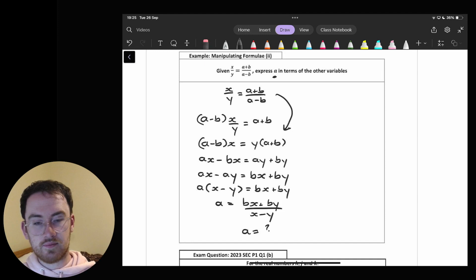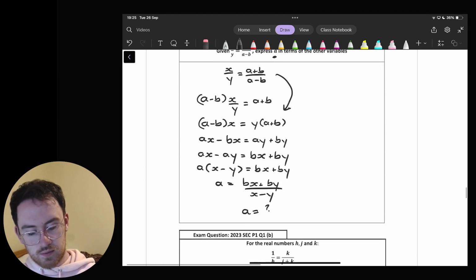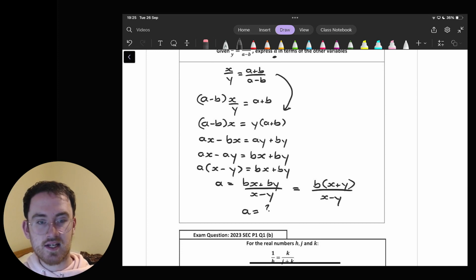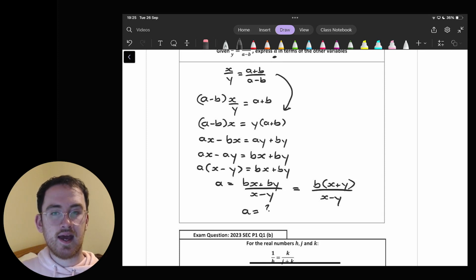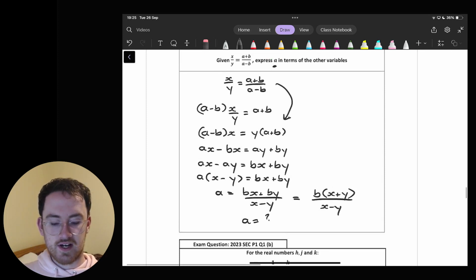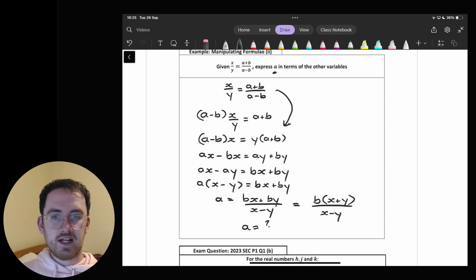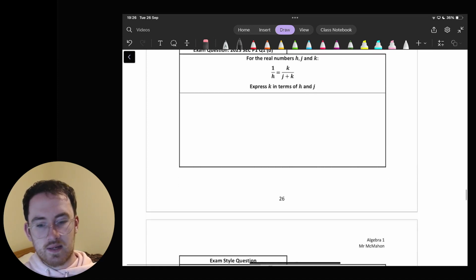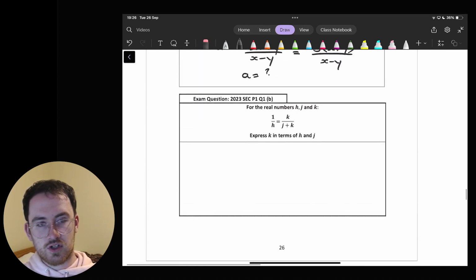X minus y there. Okay, the only other thing I could possibly do there if I wanted to go a step further is just factor out that b on the top, but it's not actually going to help me there. I can't divide anything in or anything like that. But again, we've expressed a in terms of the other variables. So it's all just about really undoing what has happened to the equation at every particular stage, whatever's happening to that letter. So we look at one more example, we've one or two more examples.